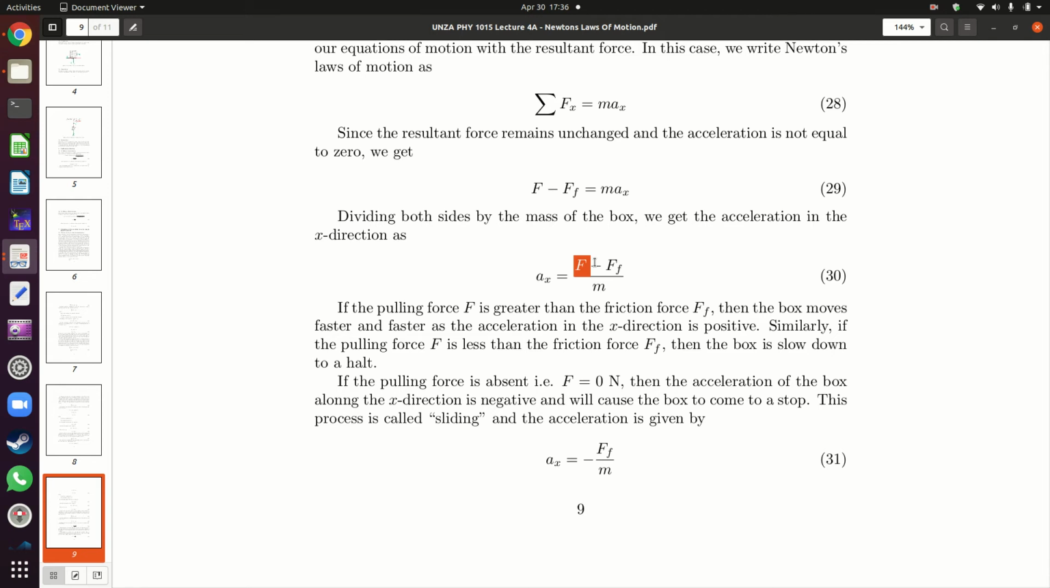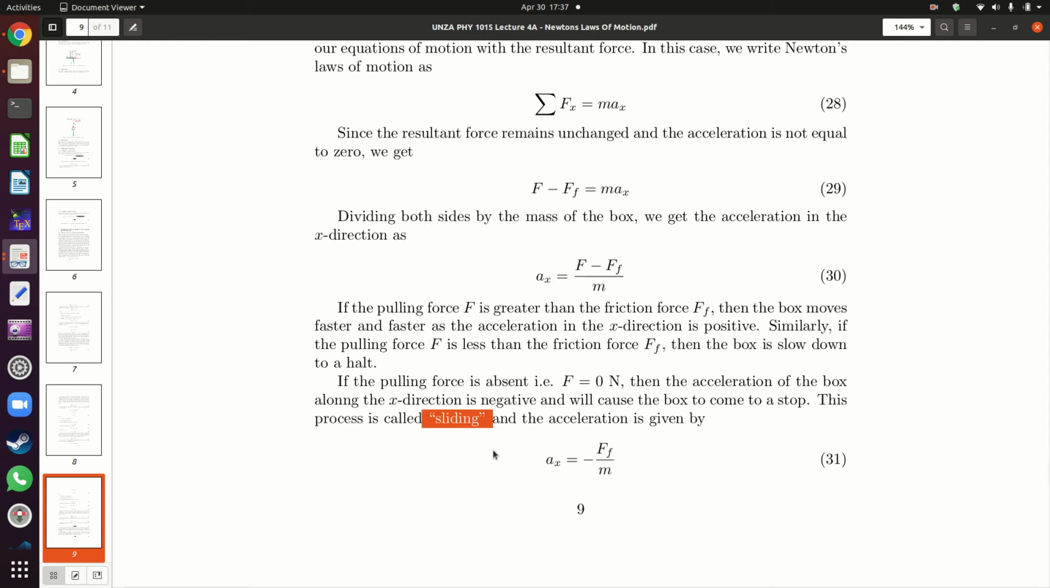The other interesting case is where there is actually no pulling force. You're not pulling this box. An interesting case is where the pulling force is equal to 0. When the pulling force is equal to 0, there is no pulling force whatsoever. The only thing which is there is friction. Then in that case, we say that the box is sliding.